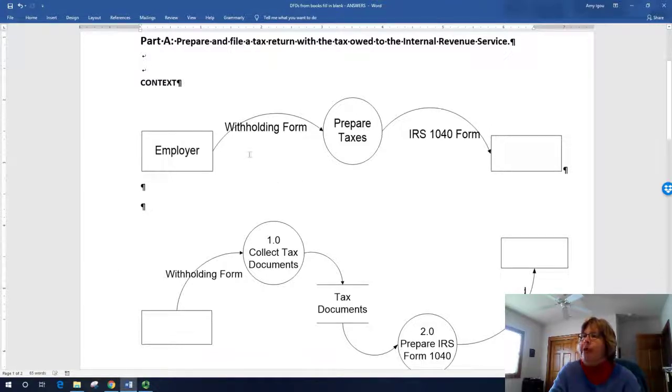All right, so the employer gives us the withholding form, we prepare the taxes, so the entire 1040. So we have the IRS 1040, or you could say completed taxes, whatever. We may also be giving them a payment, but we'll assume that we're getting a refund this time and we're not going to get a payment. So in this case, that form goes to our tax agency, or we could just simply put the IRS.